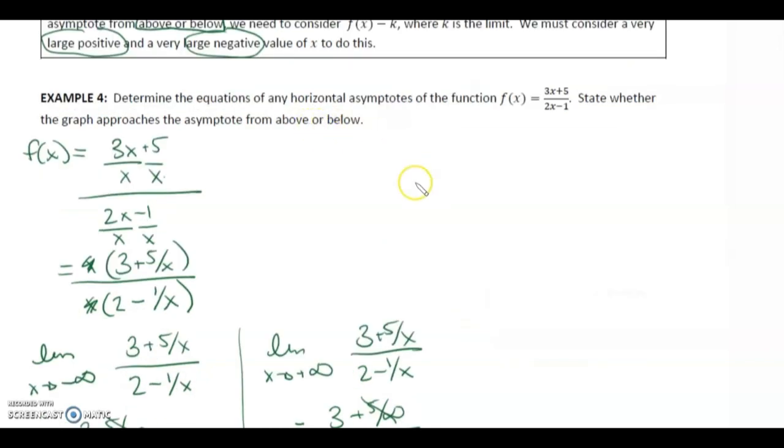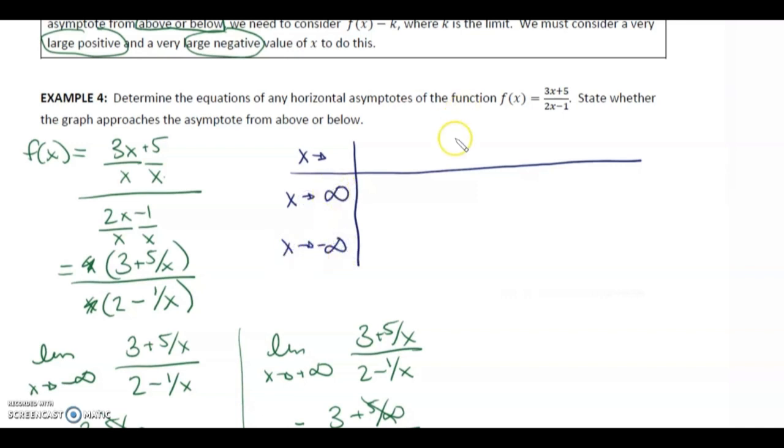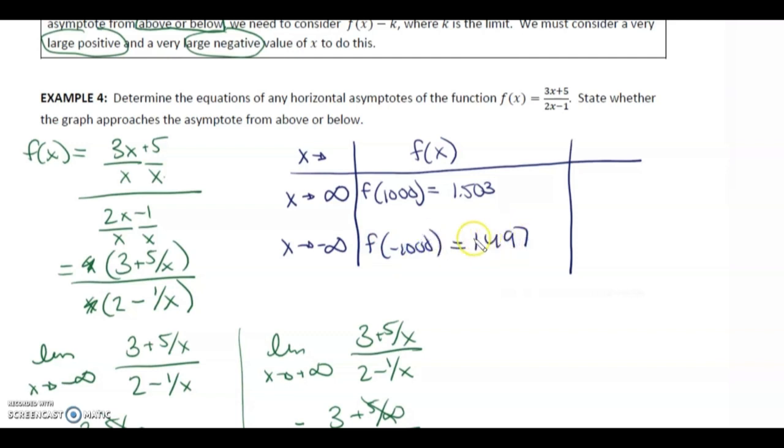So let's make a chart here. There's going to be 3 columns, okay? This is as x approaches. We're going to test 2 things: as x approaches infinity and x approaches negative infinity. What we're going to do is sub in a really big number and a really small number for f at x. For example, f at 1000, and we get 1.503. And f at negative 1000, and we get 1.497. The 1000 is representing a very big number, so it's representing infinity. The negative 1000 is representing negative infinity.